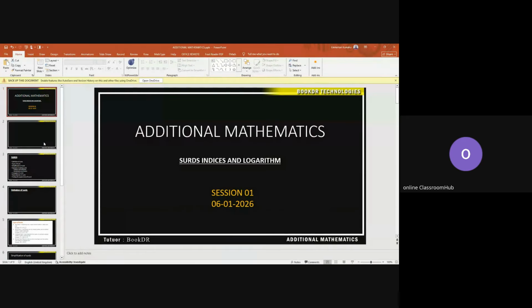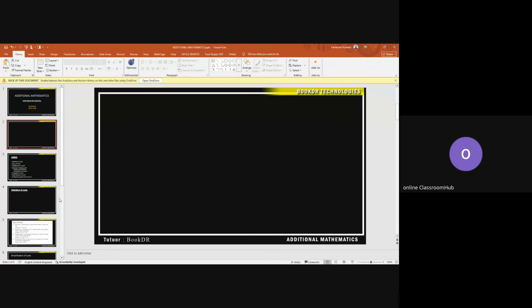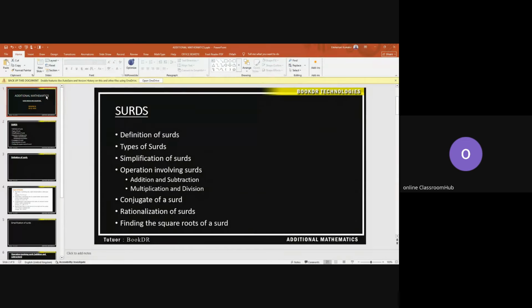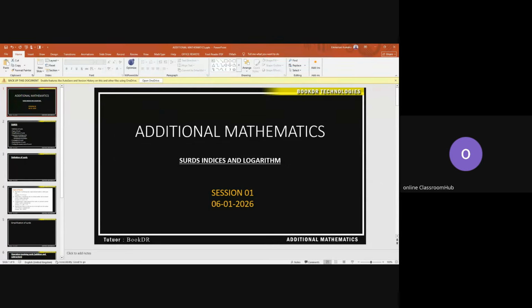Today, we'll be looking at indices and logarithms. Indices, logarithms, and surds. Some of you might have done it. That is the second session of the SHS curriculum, SHS 1. Some of you might have done it, but I know others might not have done it.